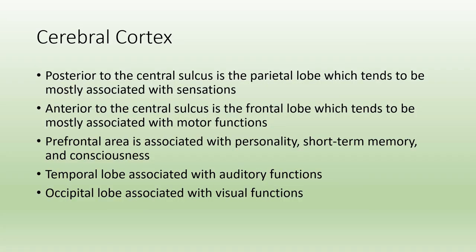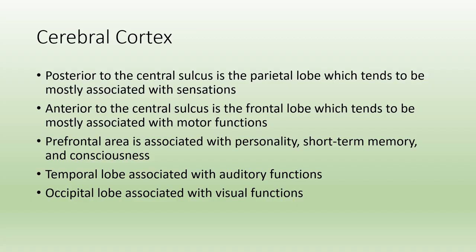Now with the cerebral cortex, different areas in general have certain different functions, although there are some specific things. If you look behind the central sulcus, posterior to it is the parietal lobe. The parietal lobe tends to be mostly associated with different sensations. In front of the central sulcus is the frontal lobe, and that tends to be more motor type functions.